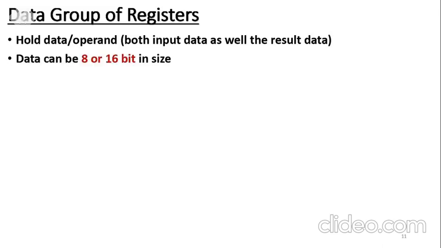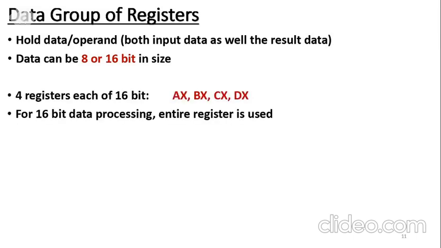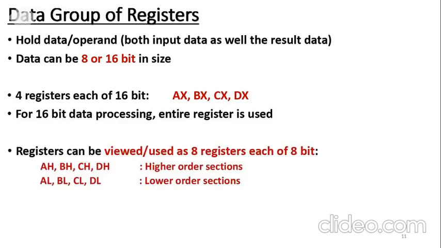This data can be either 8-bit or 16-bit in size. Hence, this data group of registers can be used as 8-bit registers or even 16-bit registers here. As I stated earlier, there are a total of 4 registers, each of 16-bit: AX, BX, CX and DX. And for 16-bit data processing purposes, that entire register will be used for holding the corresponding data.